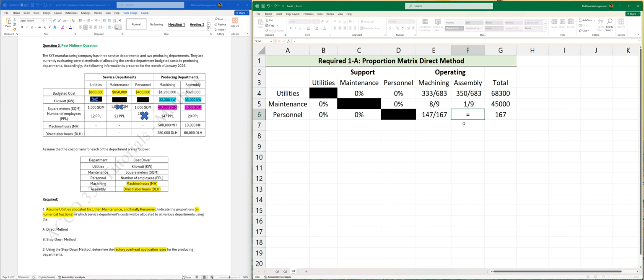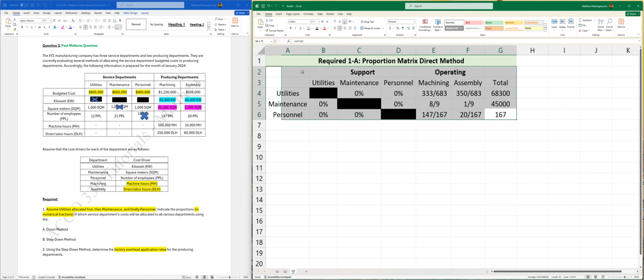Then we do here 20 divided by 167. And then we get 167 here as well. And just like that, guys, you have your answer now to required 1A, where we've built the proportion matrix.